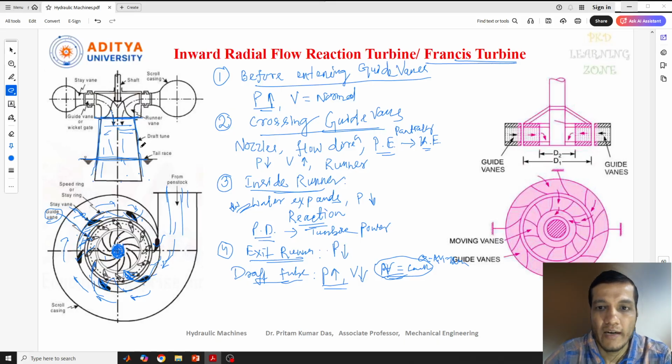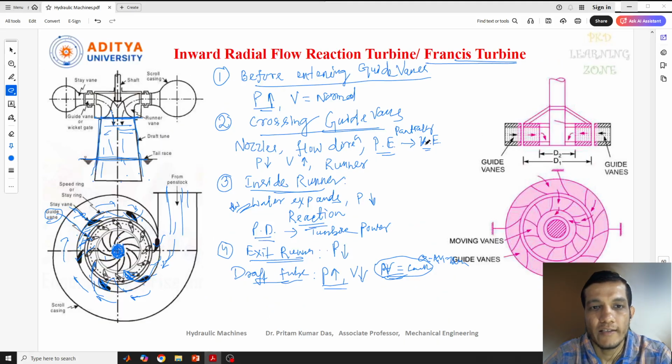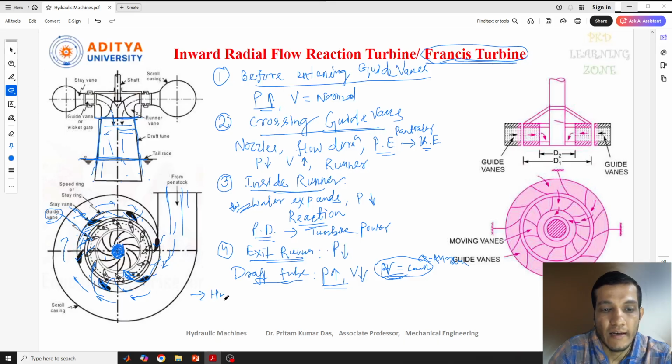So this is the working of the reaction turbine, as I told you, and this is an inward reaction flow turbine, and the Francis turbine is one of the examples of this. And now where can we use these? The applications can be in many places, like I can say a hydroelectric power plant. It can be used at a hydroelectric plant to produce electricity.